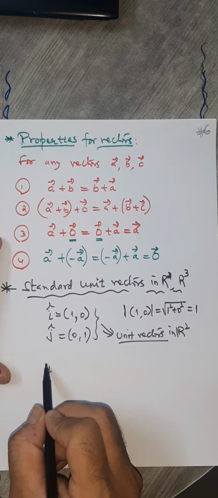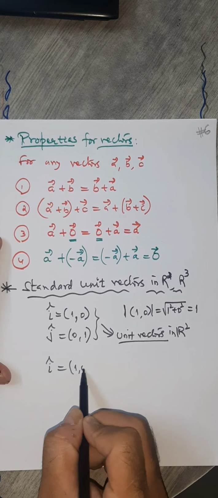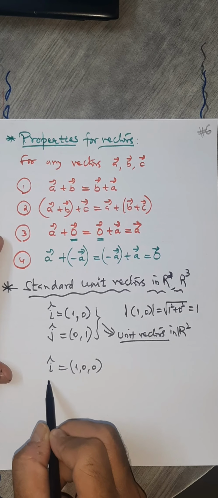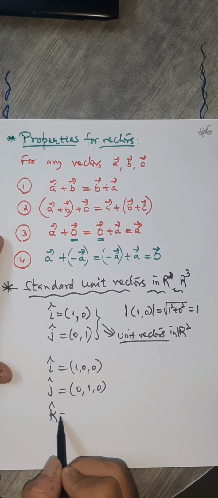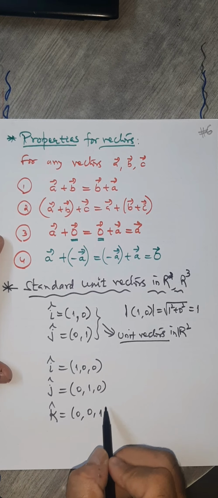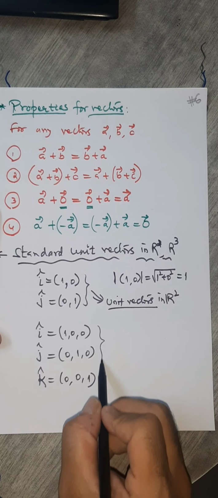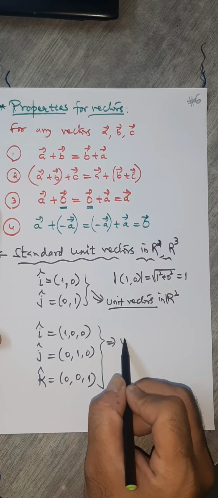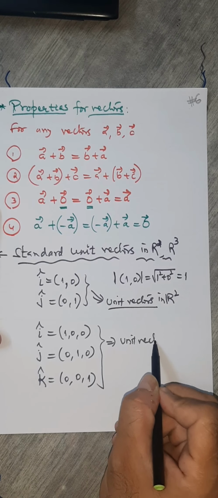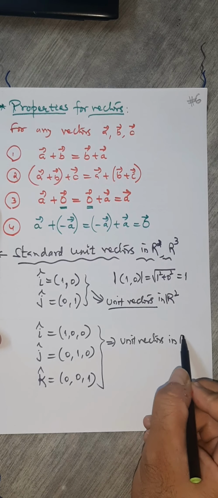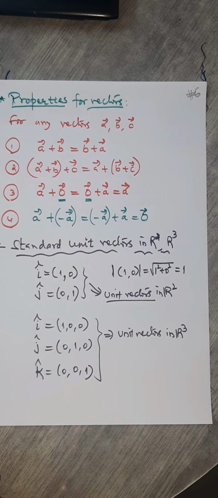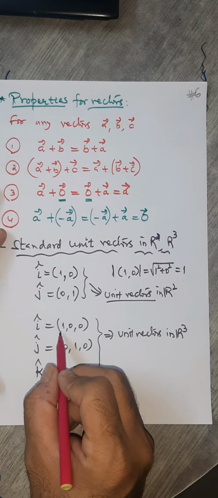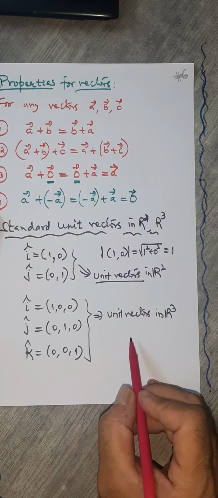Same way, if I take i cap, which is (1, 0, 0) in R3, j cap, you know (0, 1, 0), and k cap, you know it is (0, 0, 1). These are nothing but standard unit vectors in R3, where magnitude of each of these equals to 1. That you can verify very easily. Length of this is 1, this is 1, and so on.